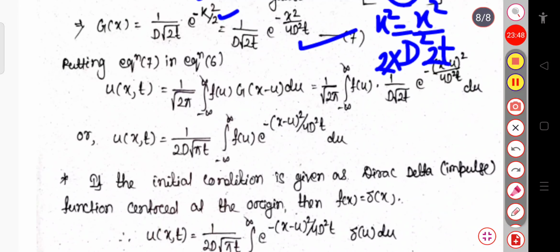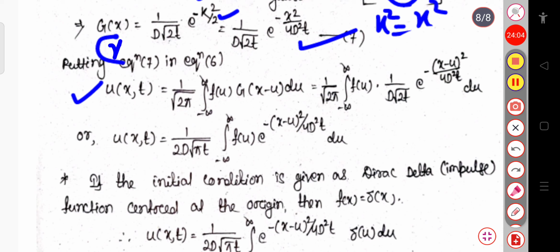This is our equation 6. If I put the value of g of x, then this will be equal to g of x minus u. Here you can see this is our expression. In place of x, I'll just write x minus u. So in this expression, x square will be x minus u whole square. In place of x, if I write x minus u, this x square becomes x minus u whole square.